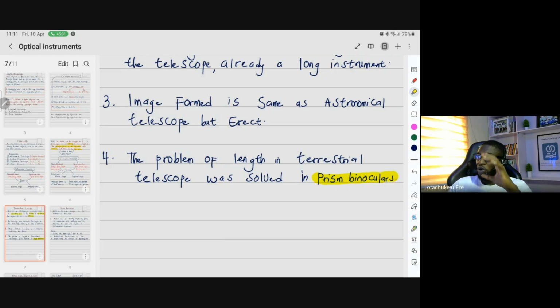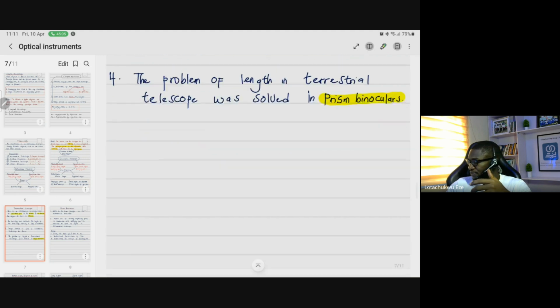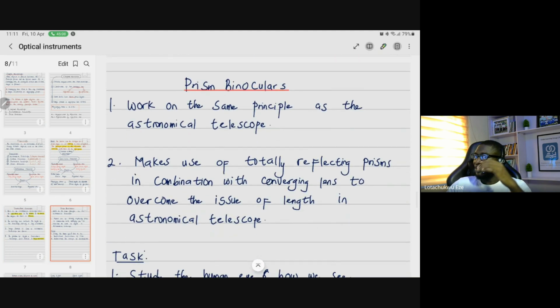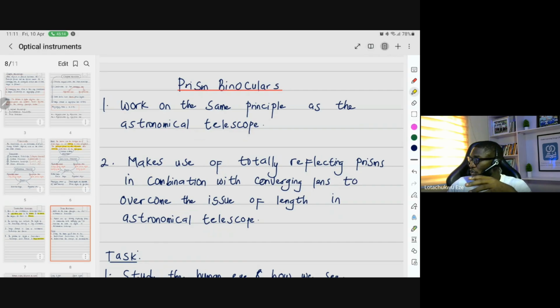Serving the same purpose, but at this point in time with a shorter length. Okay, that said, the prism binoculars work on the same principle as the astronomical telescope. But this time around, it actually makes use of a total reflecting prism combined with a convergent lens. This is all you need to remember.